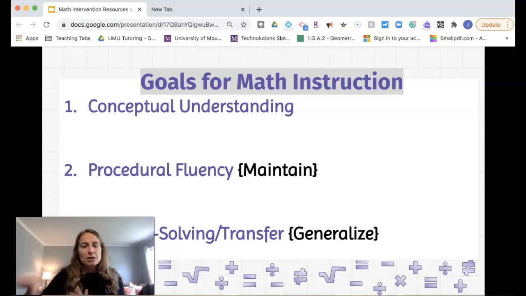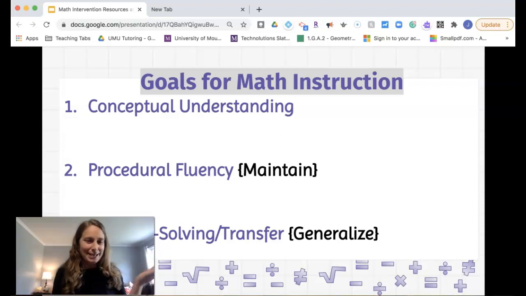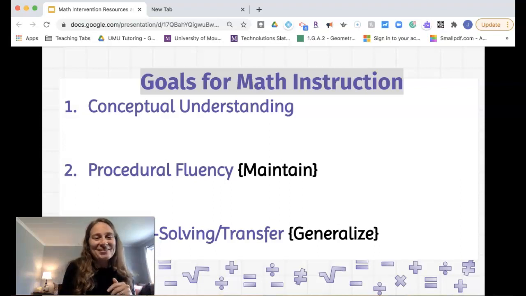And then problem solving and transfer would be more the generalizability of skills that they can use in more non-routine situations. When I'm talking to people who don't deal with math every day, which probably isn't you if you're watching this presentation, but this might be helpful to you too, so I'll share it really quickly. I'm trying to talk about these three mathematical goals. I often talk about tying shoes.